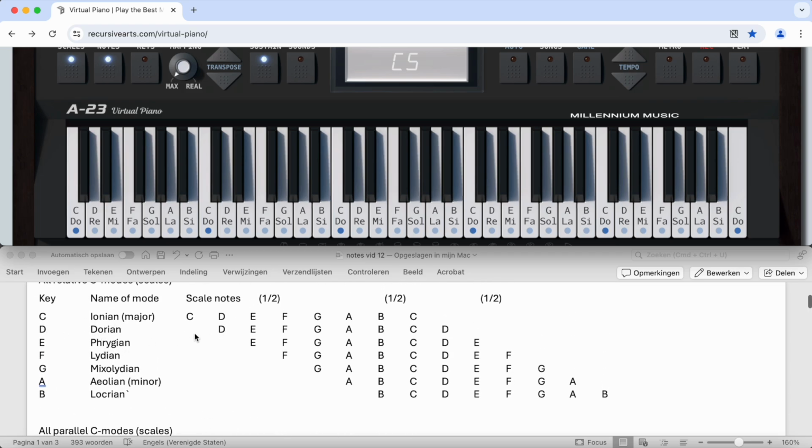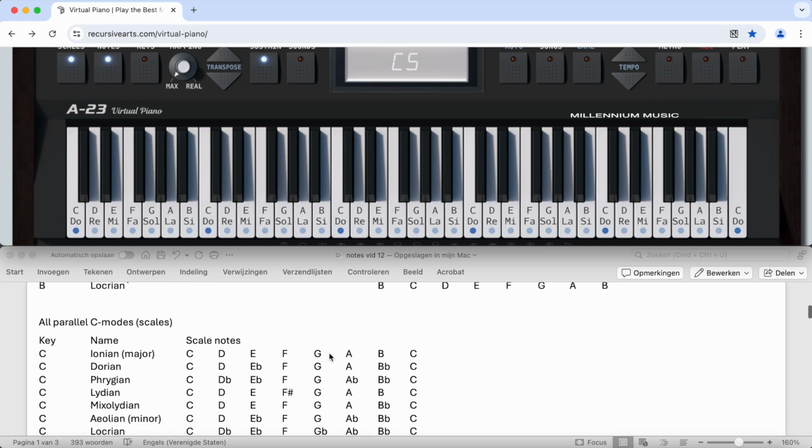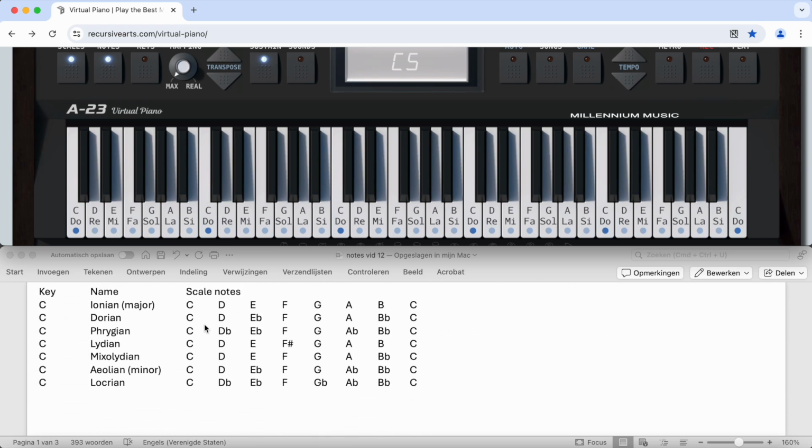The D Dorian scale had between 1, 2, 3, between 2 and 3 a semitone. 4, 5, 6, and 6 and 7 a semitone. So 2 and 3, 6 and 7. Let me do it again. 1, 2, 3. So between 2 and 3, semitone. 4, 5, 6, 7. 6 and 7. And that's number 8.